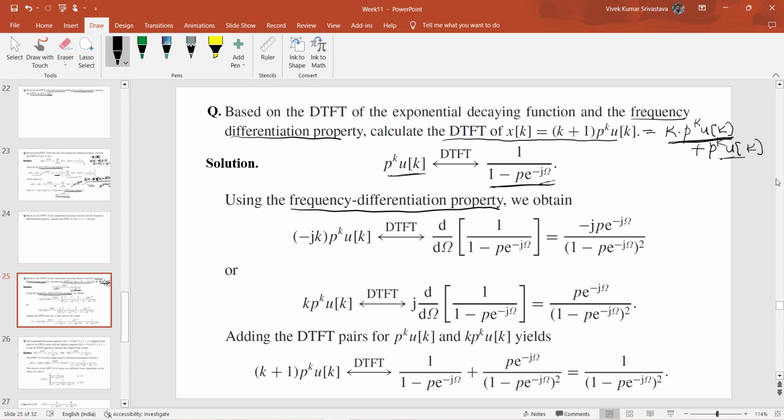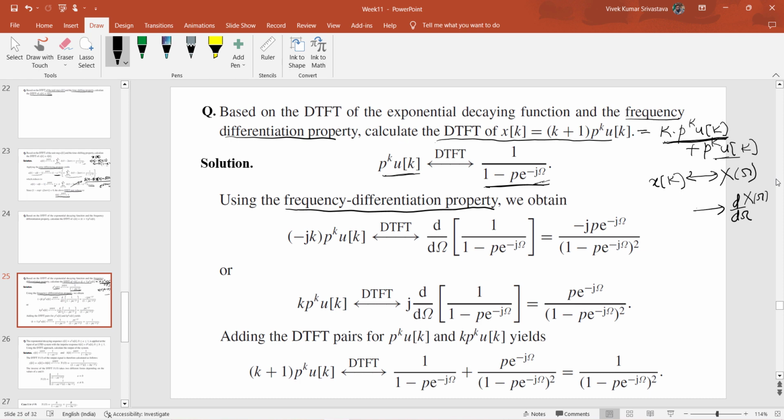that if x of k is given to you, which has a discrete time Fourier transform X of omega, then if you differentiate X of omega with respect to omega, the corresponding time domain signal will be multiplied by a factor of minus jk. So we will use this property.